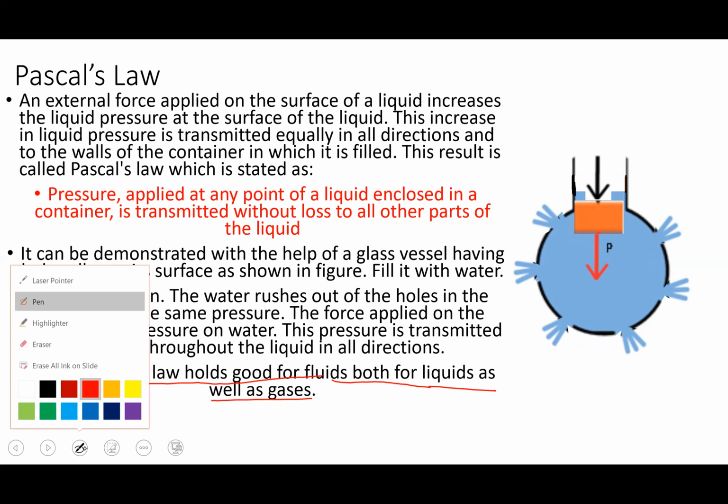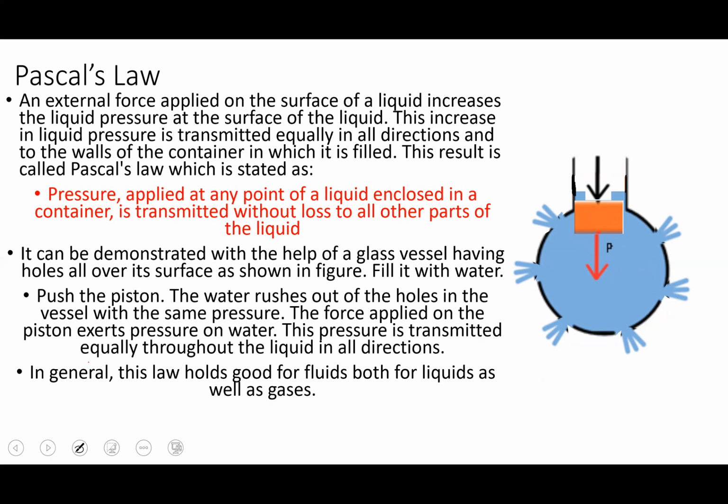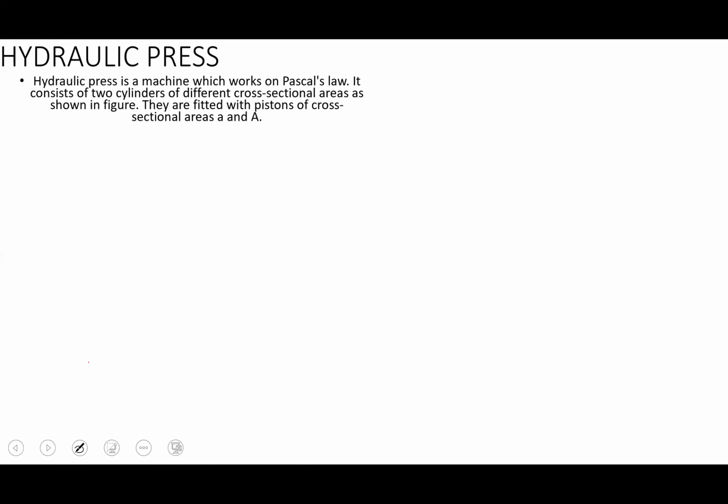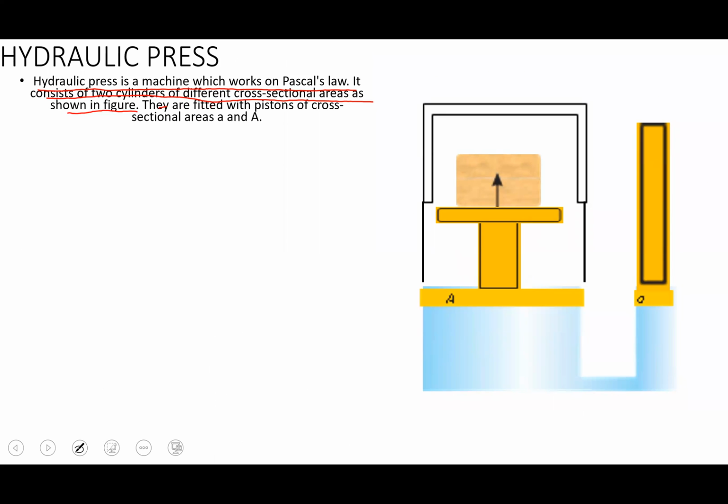Now we come back to the hydraulic press. The same concept has been applied in the hydraulic press. Now, what is a hydraulic press? A hydraulic press is a machine which works on Pascal's law. It consists of two cylinders of different cross-sectional areas as shown in the figure right over here. They are fitted with pistons of cross-sectional area small a and capital A. This is a piston having a small area, which is represented by small a, and this is a piston with a large area, represented by capital A.